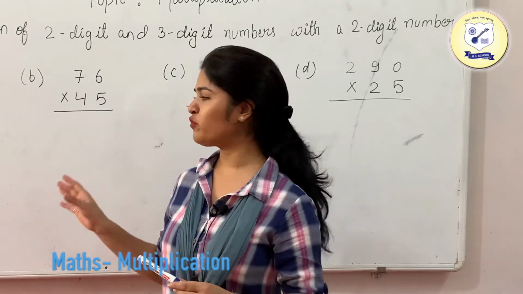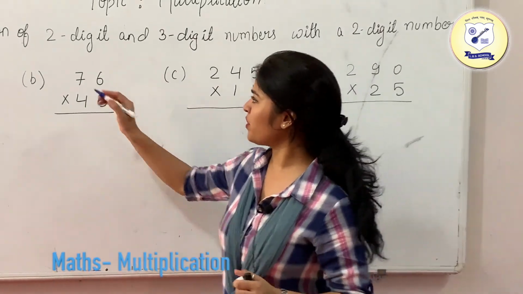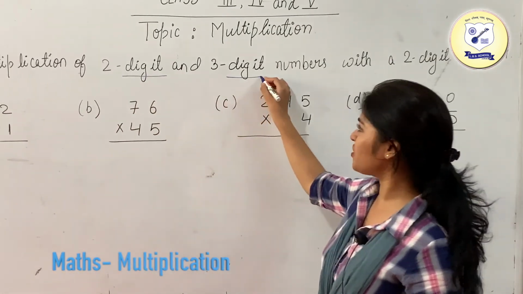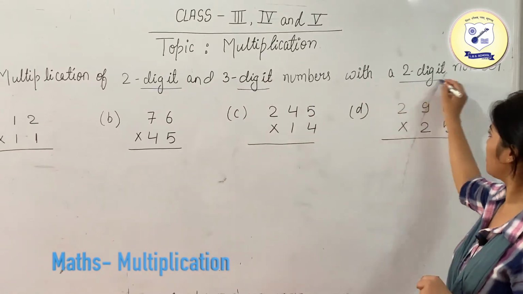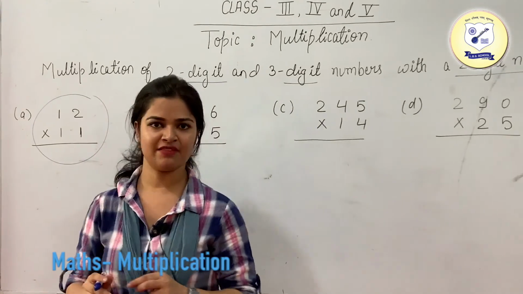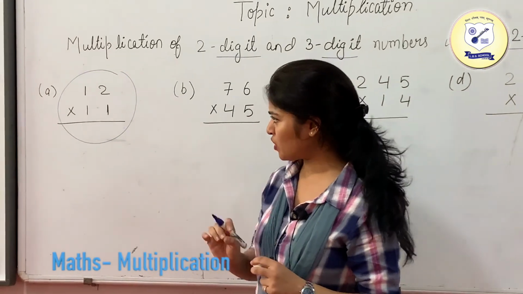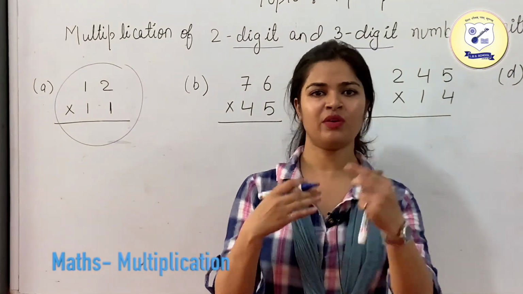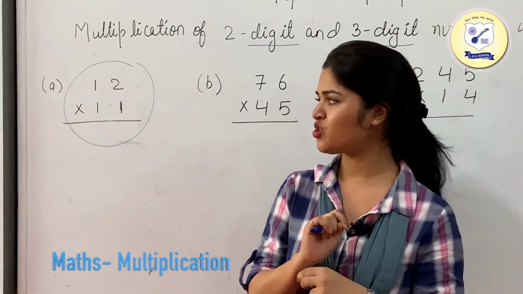So now we'll move to a few more examples. So now we are going to multiply a 2-digit and a 3-digit number by a 2-digit number. Okay, so now the first number is 12 multiplied by 11. So we are going to multiply this. For that we need to do the same thing we were doing in the multiplication of a 1-digit number.